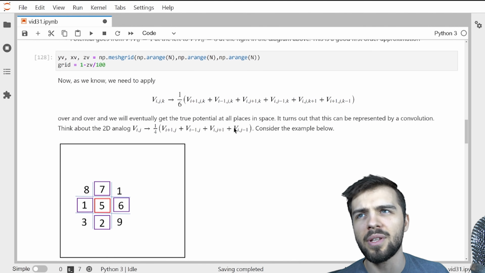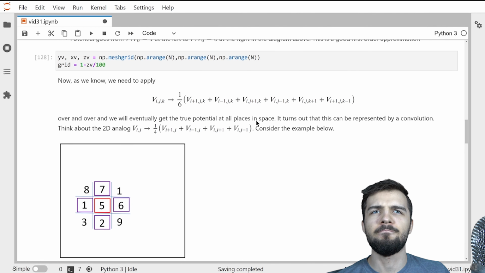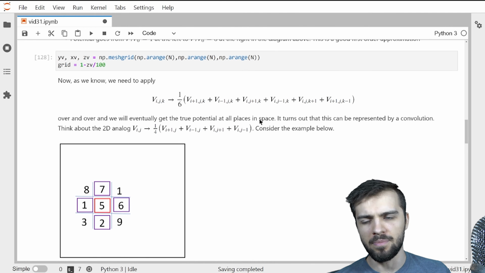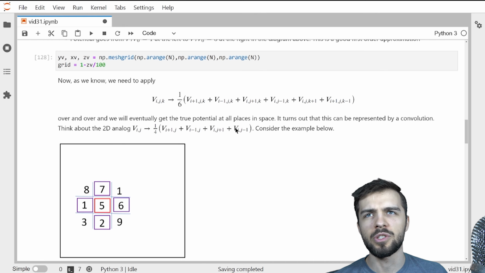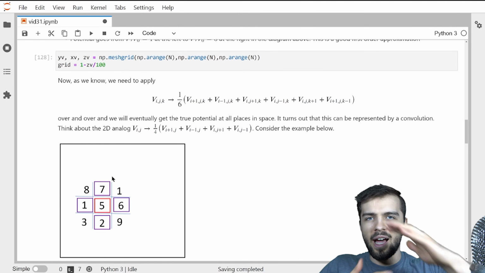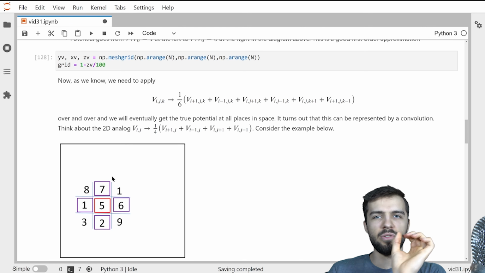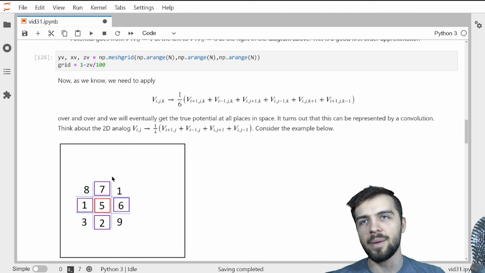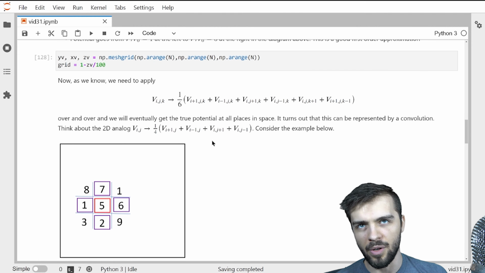So the way to think about this is in terms of a convolution. The fastest way to do this is with a convolution. And you might think, how is this a convolution? Well, consider the following example in 2D. Suppose I was setting Vij rather than the average of all 6 blocks surrounding it. In 2D, there'd be 2 on top, 2 on the left and right. So it's actually 1/4 of all these points.